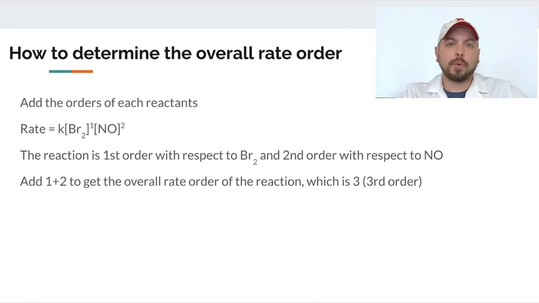The other thing to be aware of is that we can actually determine the overall rate of a chemical reaction by simply adding the orders of each reactant. So in this case, the bromine was first order, that's a 1. The nitrogen monoxide was second order, that's a 2. So the overall order of this reaction would be third order. That plays a much bigger role when we're talking about the K than anything else. And we'll talk about calculating the units of K here in a moment.